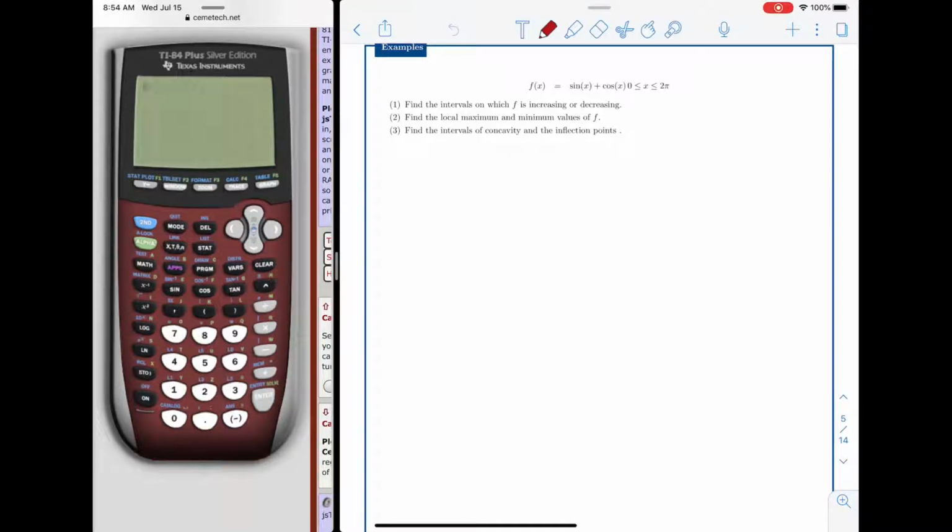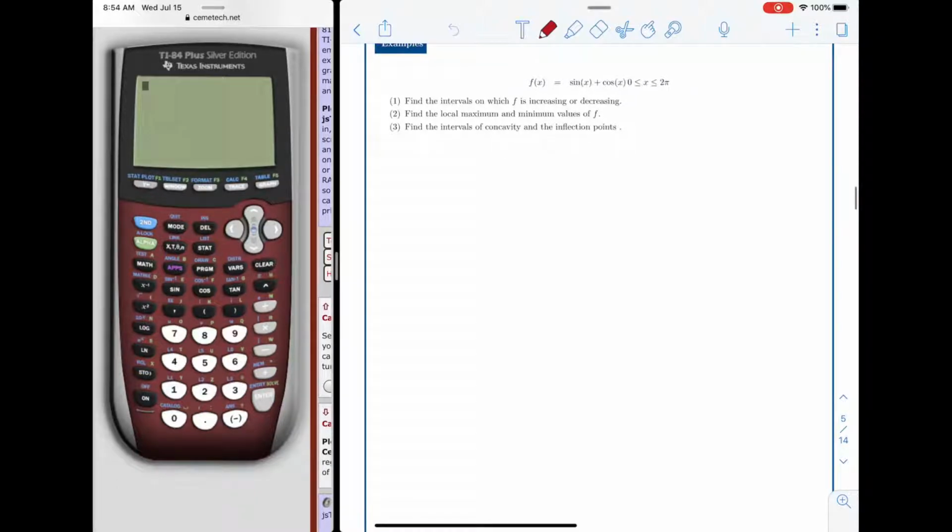So here we continue with a derivative test involving trigonometric functions. The function we have is f of x is equal to sine x plus cosine x, defined on the interval 0, including 0, all the way up to 2 pi. So the first step is to find the derivative and its critical numbers.